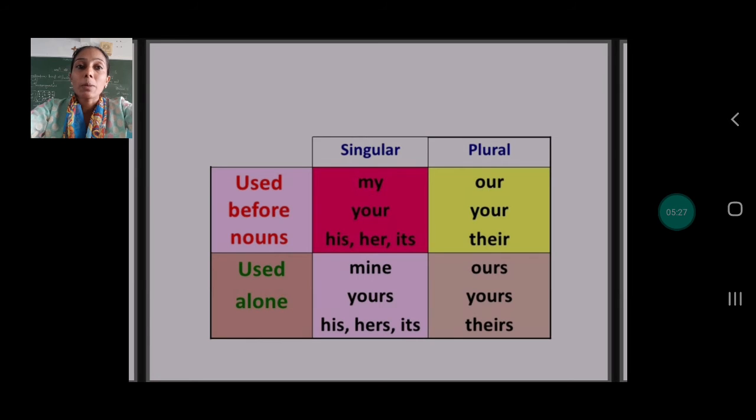So, you also have to keep in mind singular and plural used before a noun. If you are using the possessive before a noun, we use my, your, his, her, its. And if it's plural, we use our, your, their, if we are talking about before a noun. And if it's used alone as a possessive pronoun, we use mine, yours, his, hers, its. And for plural, we use ours, yours and theirs. So you got it?